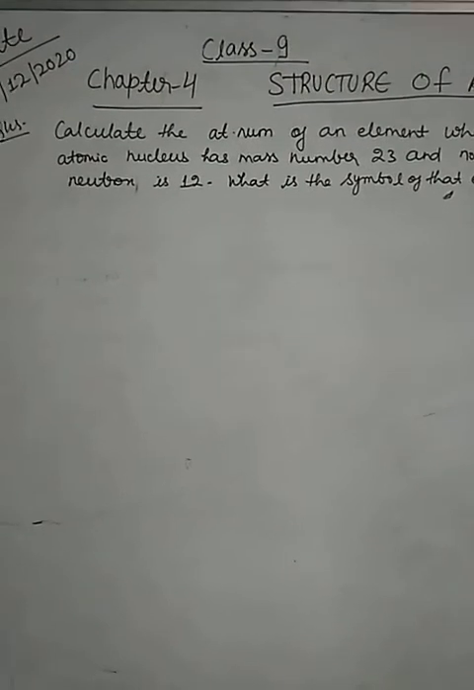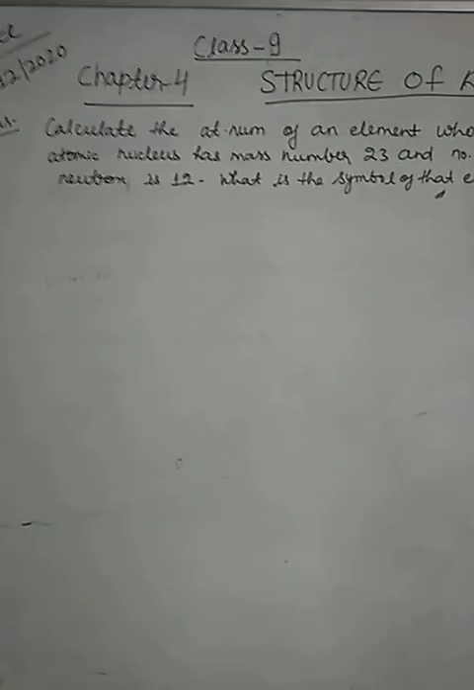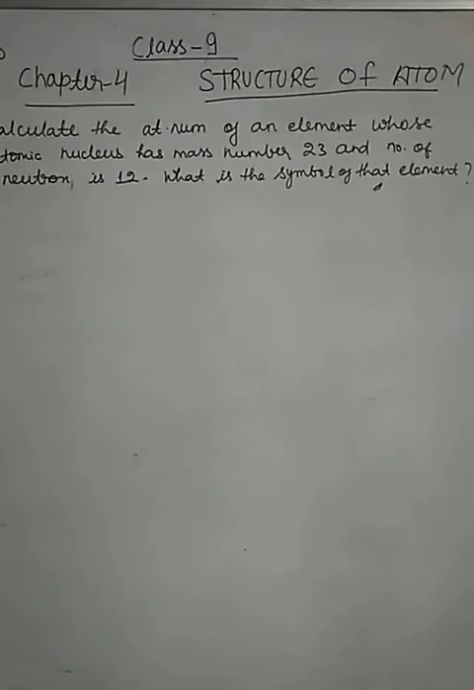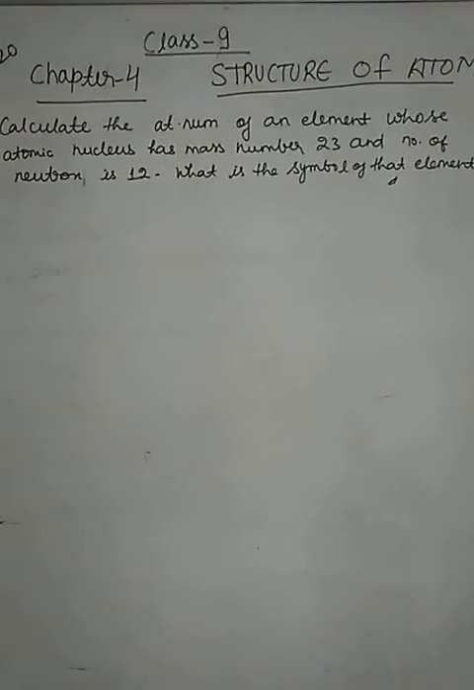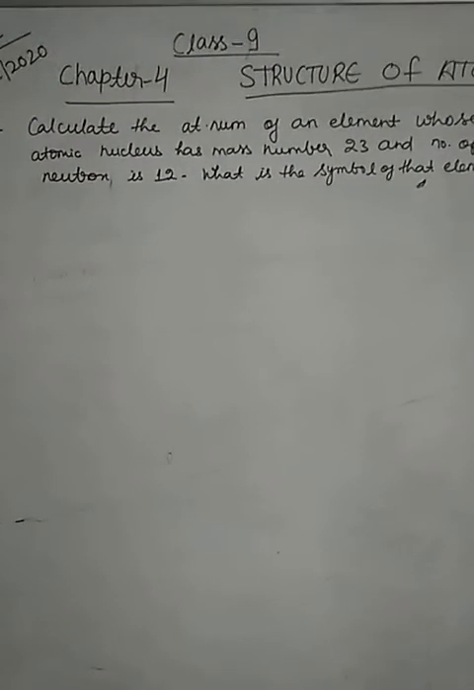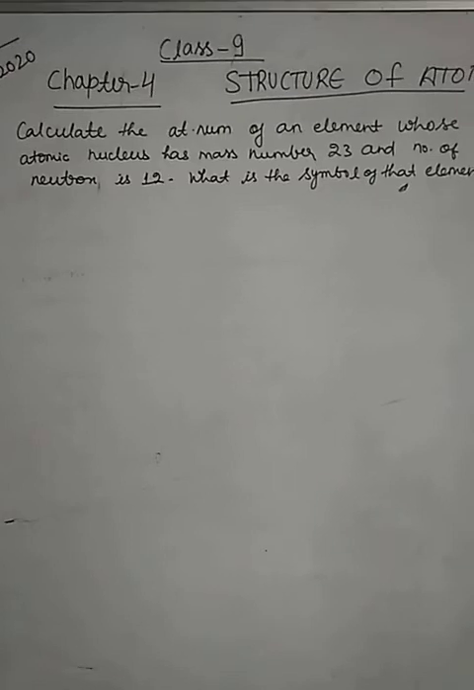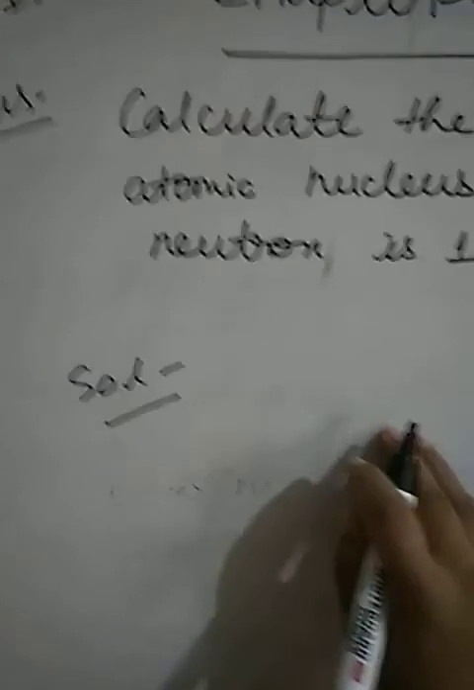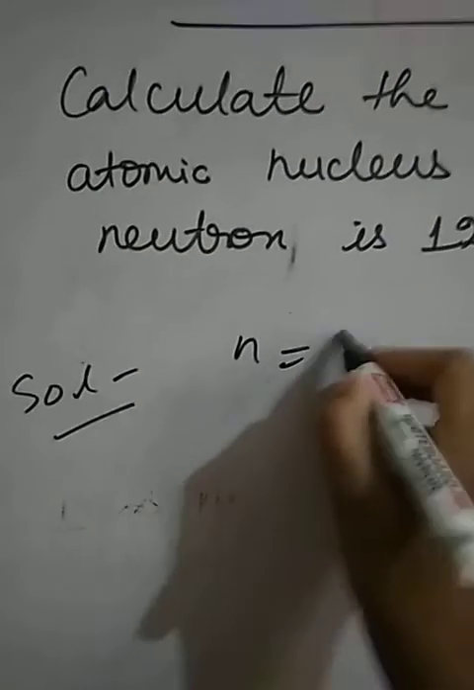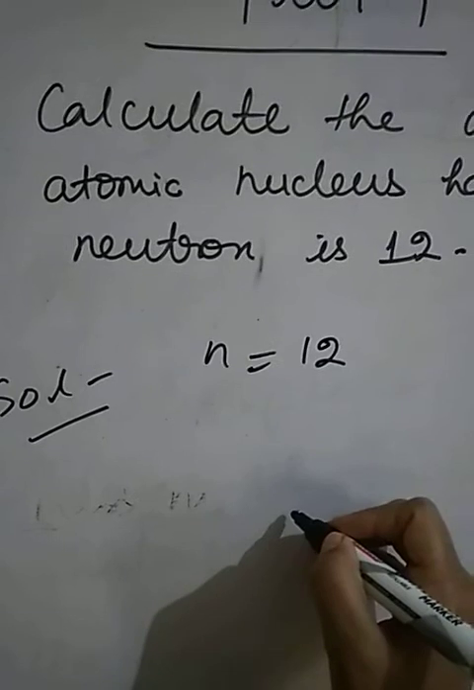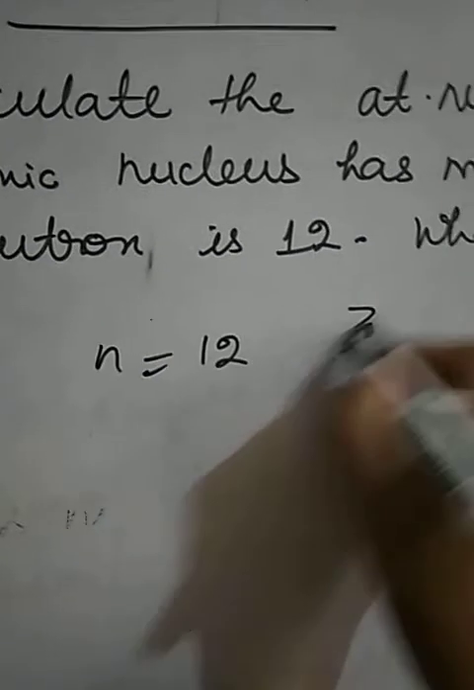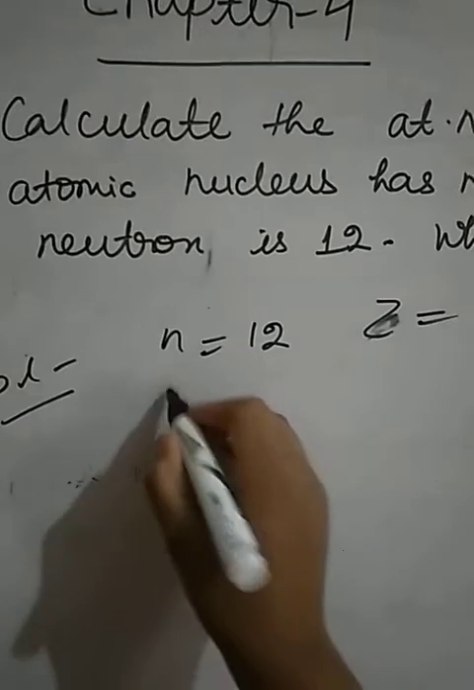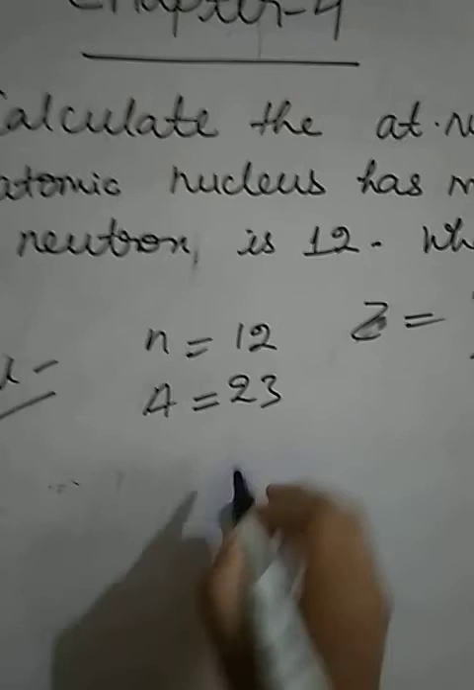The numerical is: calculate the atomic number of an element whose atomic nucleus has mass number 23 and number of neutrons 12. And what is the symbol of that atom or element? So our solution, what is given? Number of neutrons is 12. And what you have to find? Atomic number, that is Z. And what is also given? Mass number, A is equal to 23. So you have to find Z.